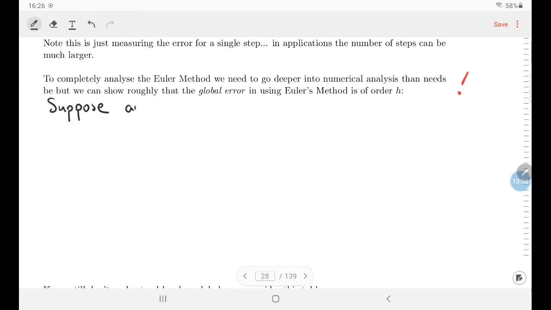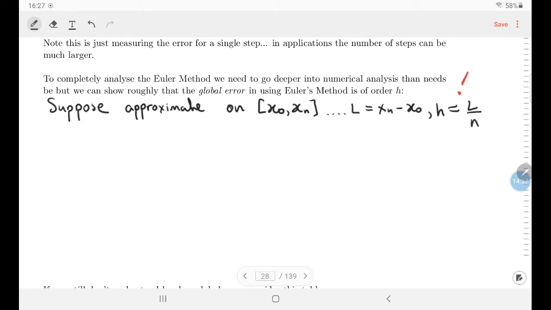Okay, so let's see. So suppose you approximate the solution of a differential equation between x0 and xn. Okay, so that means in particular, I'm going to use some notation here. So let's say L to be the length of this interval, xn minus x0. And if there's n points in it, then the step size will be the length divided by n. Okay, so that's the setup.